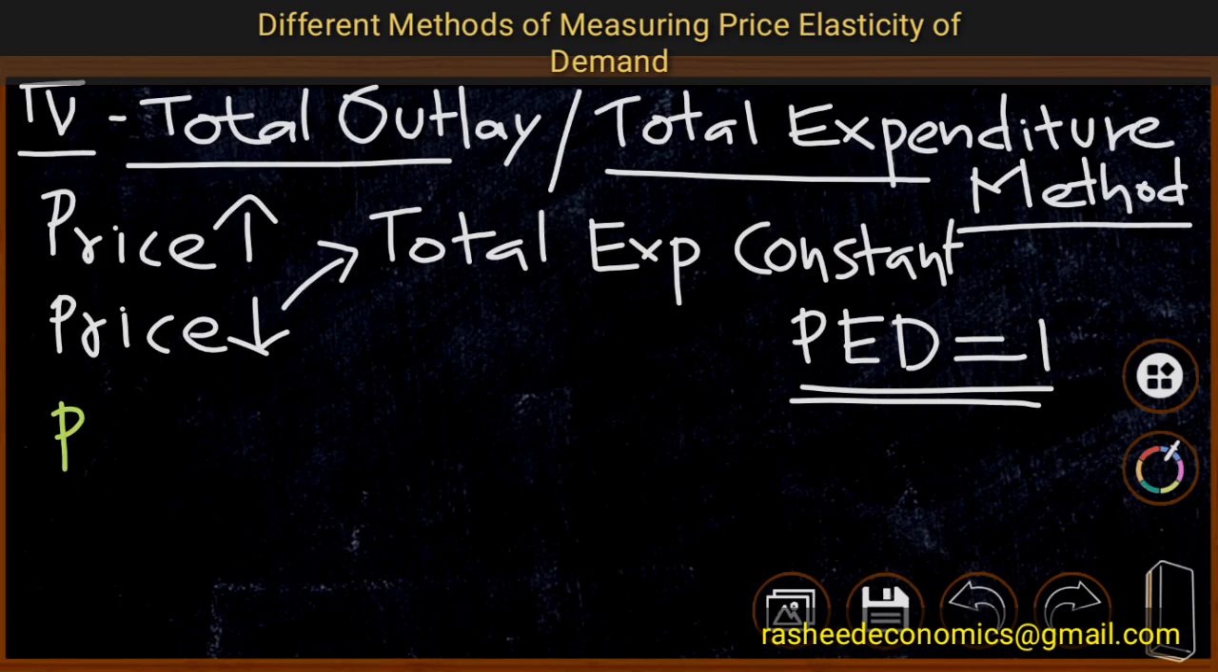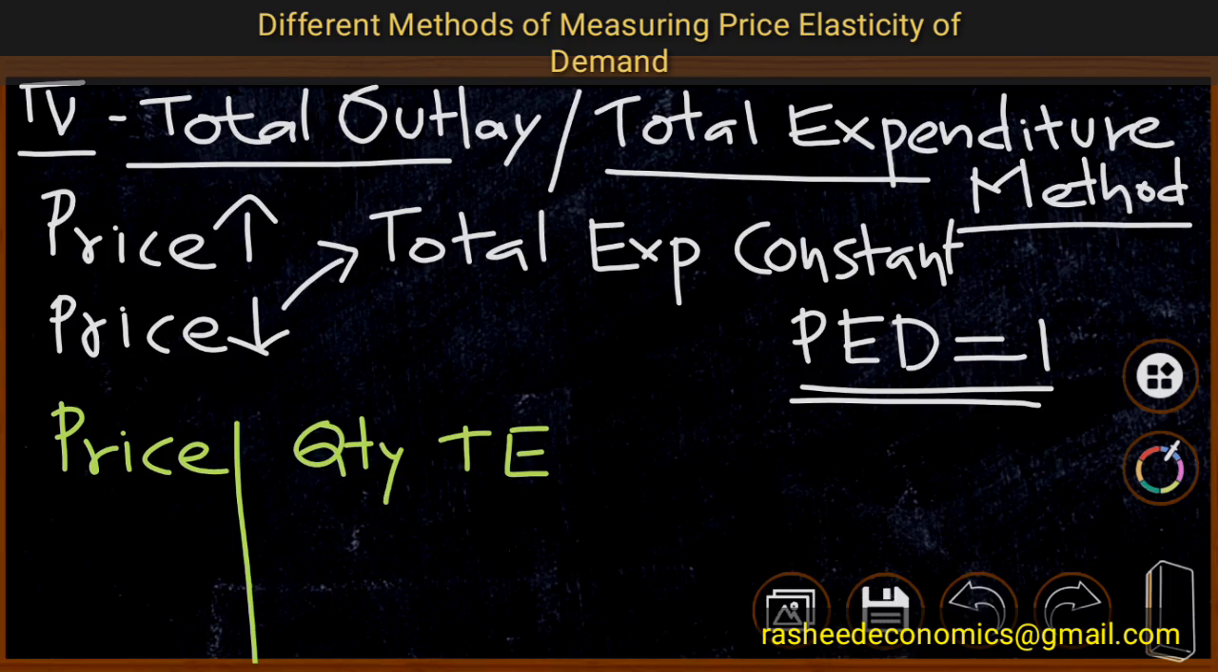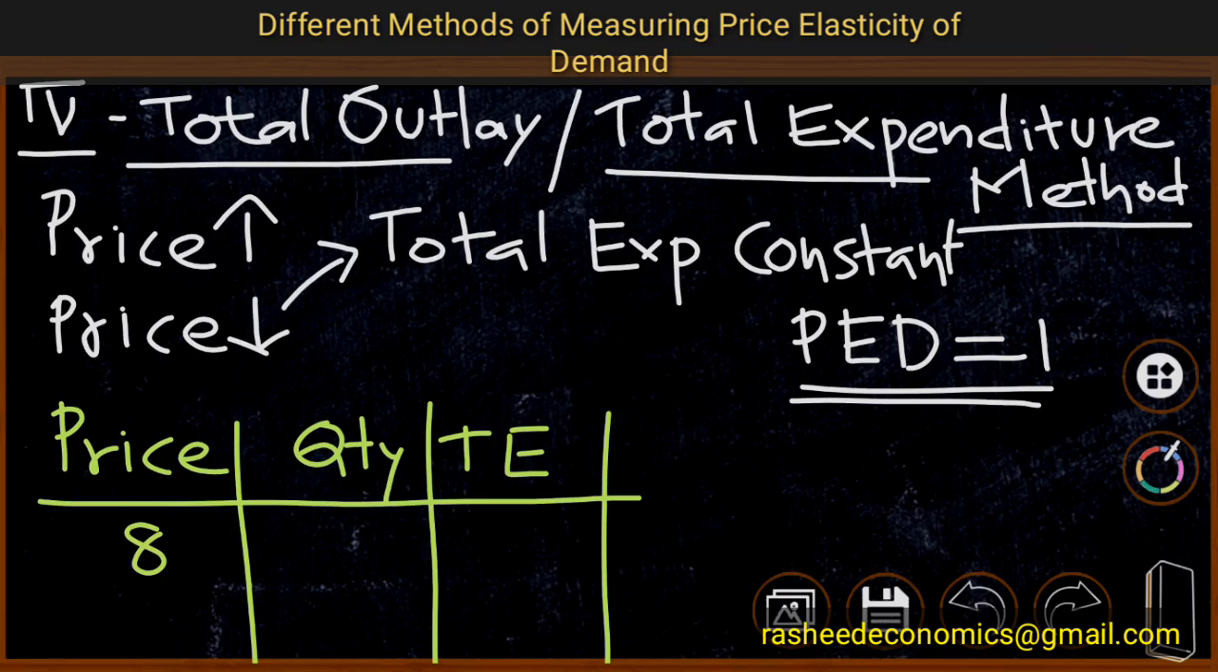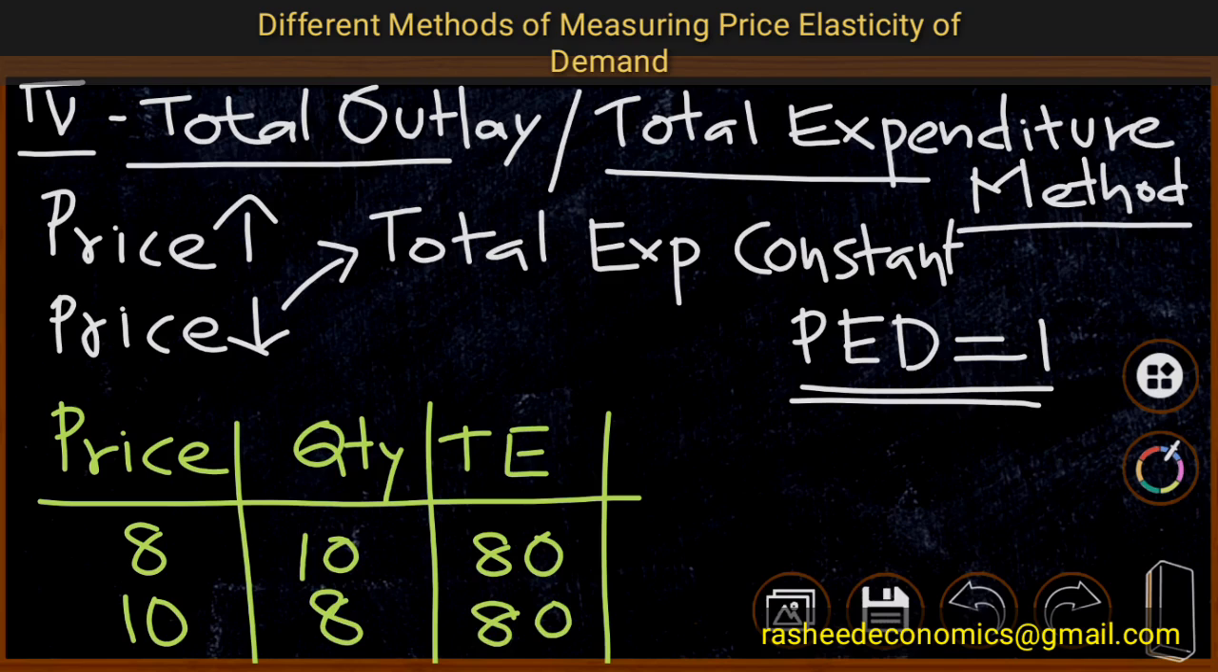Now we have the price of the commodity in one column, quantity demanded of the commodity in another column, and total expenditure is shown in the third column. Suppose the price of the commodity is rupees 8, quantity demanded is 10 units, and total expenditure on the commodity will be 80. When the price of the commodity increases from 8 to 10, the quantity demanded will decrease to 8 and total expenditure is 80 itself.